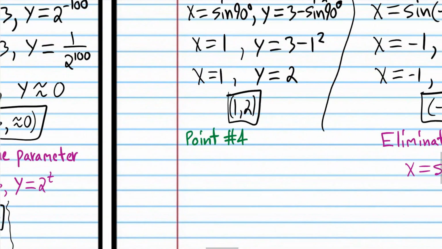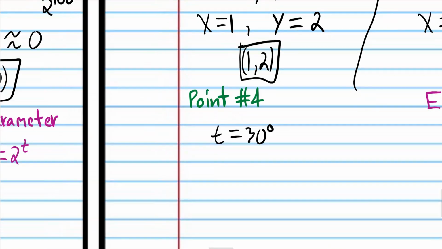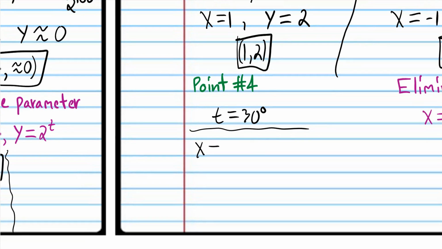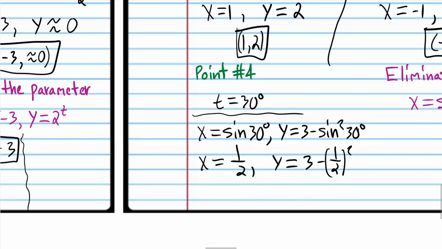But if we choose 30 degrees, that'll be helpful because sine 30 is just 1/2. We don't want to have to deal with roots if we don't have to. So x is equal to sine 30 degrees. Y is equal to 3 minus sine squared of 30 degrees. So that's just 1/2. And we have 3 minus 1/2 squared.